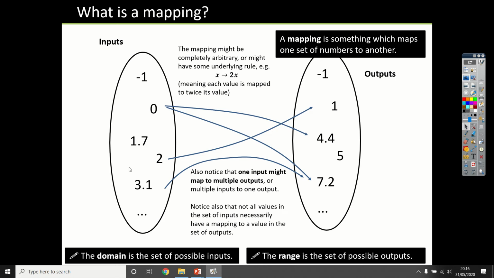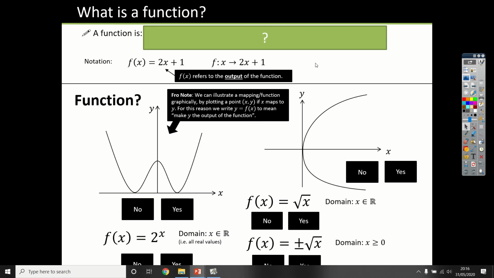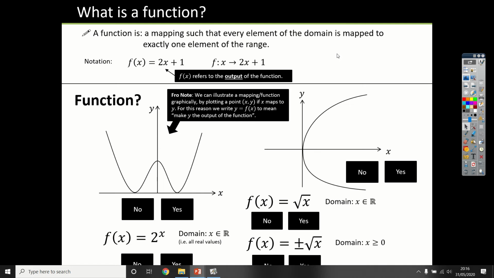This is a mapping, which has a very, very loose definition and not very strict rules as to how it's defined. But a function is a particular type of mapping, with particular rules associated with it. And here's the definition. Take a moment to read it through. A function is a mapping such that every element of the domain is mapped to exactly one element of the range. Now that's quite difficult to pick apart linguistically if you haven't seen any concrete examples, but I'm going to show you some. I'll read it again: every element of the domain maps to exactly one element of the range.